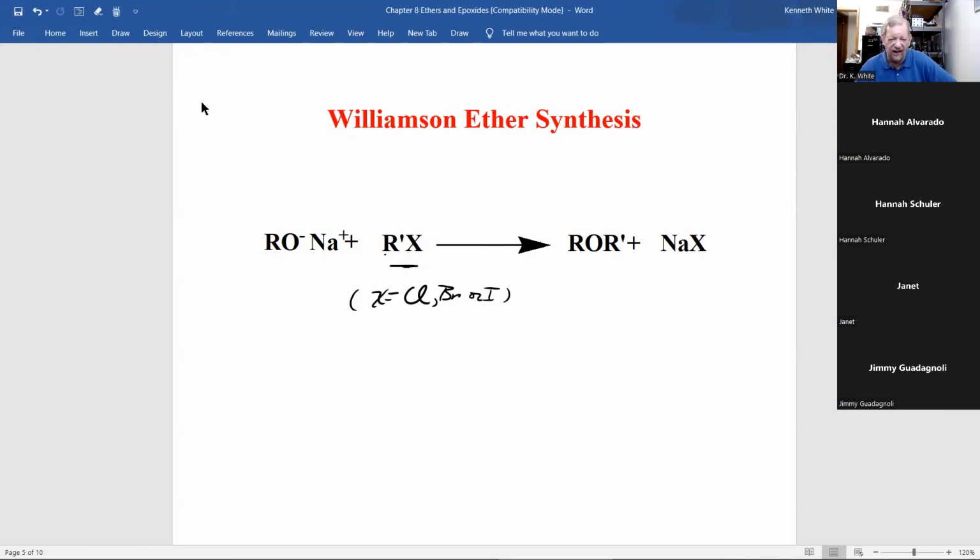And here, the alkoxide, this minus charge oxygen, attacks the carbon in R prime with the halogen. The halogen leaves as an anion, the sodium and this halogen form a salt, and you form an oxygen-carbon bond. So this is the Williamson ether synthesis. The carbon in R prime with the halogen is the carbon in R prime bonded to oxygen.